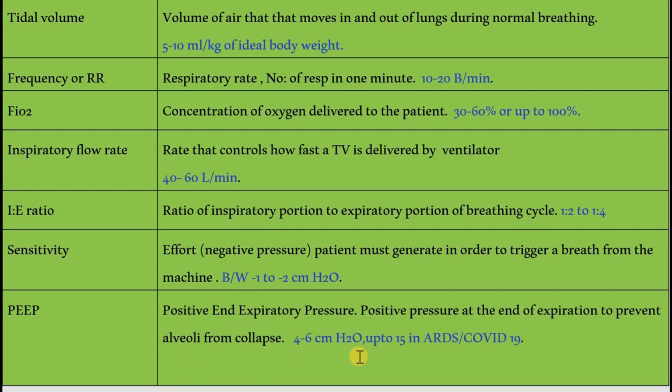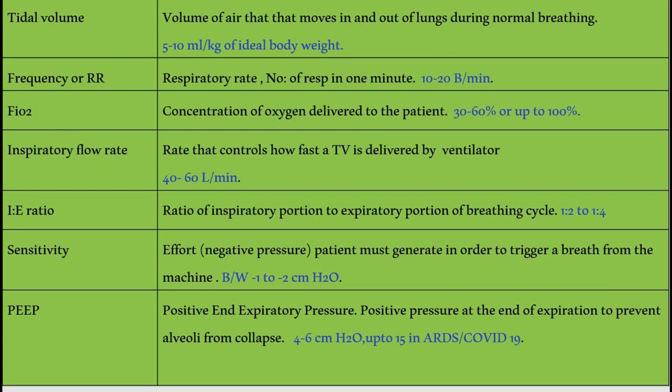But in certain patients with refractory hypoxemia, that means the patient is receiving high FiO2 but is still hypoxic, they need a higher PEEP to keep the alveoli open. And this is seen in ARDS or in COVID-19. So when you take care of a patient with high PEEP, you have to remember this high PEEP can increase intrathoracic pressure and can decrease the cardiac output.